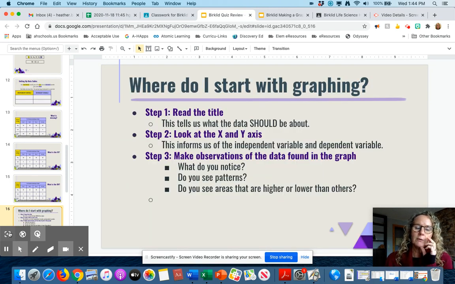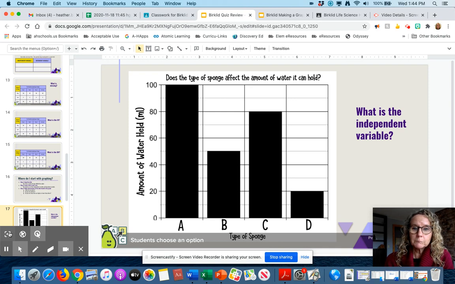So when we're graphing, we just finished talking about graphing yesterday, so this is a little bit more fresh in your mind. But remember that when you start graphing, you want to first start by looking at the title and what it should tell us. Then step 2, we want to look at the independent and the dependent variable and make sure that they match up and that the title is actually telling us what the graph is about. Then we look for observations of the data found in the graph. So first of all, make sure that you can identify the independent and the dependent variable based on where they are in the graph.